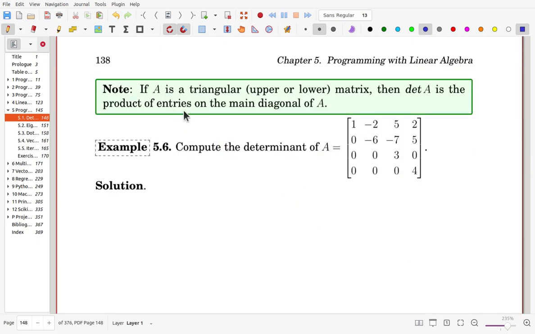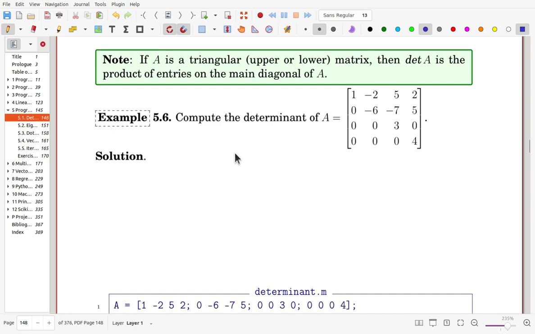If A is a triangular matrix, upper or lower, then the determinant of A is the product of the entries on the main diagonal of A. Okay, let's try to get the determinant of A for this matrix, which is an upper triangular matrix. Now, the determinant of A, and we are using the cofactor expansion for the first column.